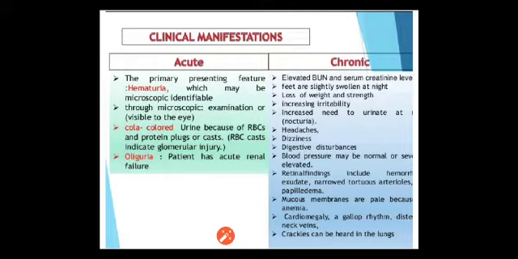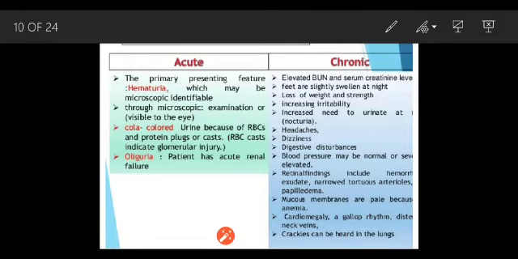Next one is cola colored urine we can see, because as we have seen there is decreased filtration of RBC, red blood cells, and protein in the glomerulus. So this may lead to cola colored urine, blood in the urine as we have seen. So there are RBCs present in the urine, and this gives a dark red to brown color to the urine, known as cola colored urine we can see.